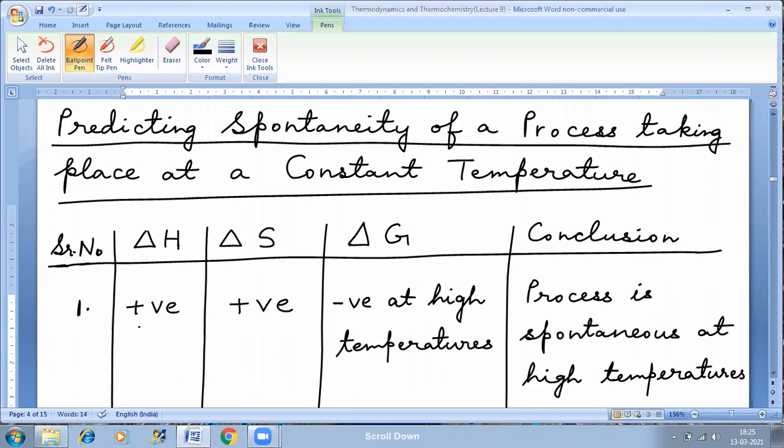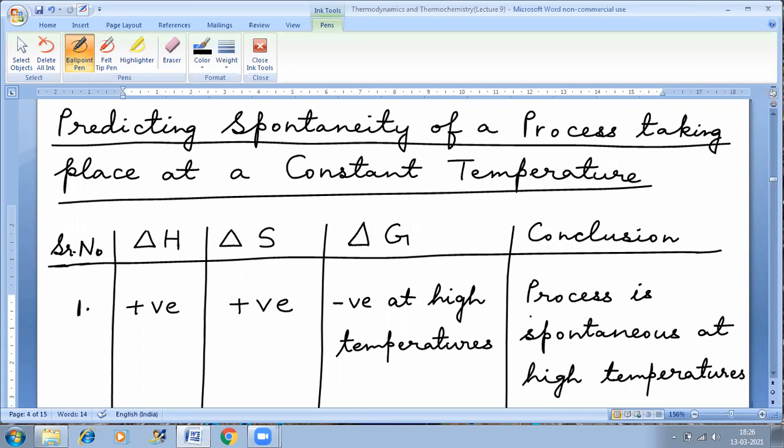Okay, now this is an important table which is made for predicting spontaneity. If a chemical reaction is happening at a particular temperature, then whether it is spontaneous or not.